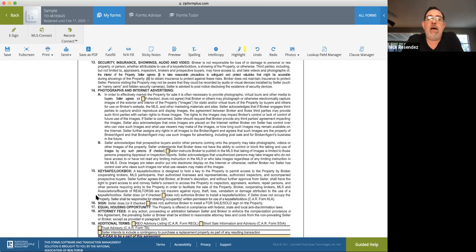It also notes that we as the broker are not responsible for the loss or damage to personal property, real property, or people because of the lockbox, okay? Third parties may access, they may take photos and videos, and the seller is urged to take reasonable precautions to safeguard and protect valuables that might be accessible during showings, and they should consider getting insurance to protect against any sort of risks. It notes here that we as the brokerage don't have insurance to protect the seller. Okay, we don't maintain insurance to protect our seller for theft, damage, and so on.